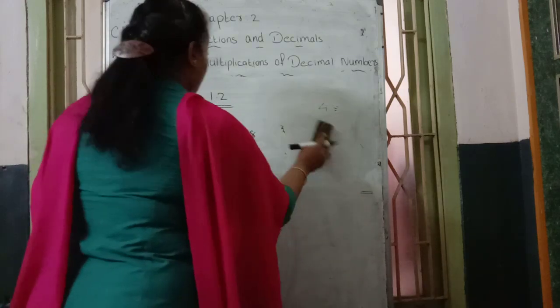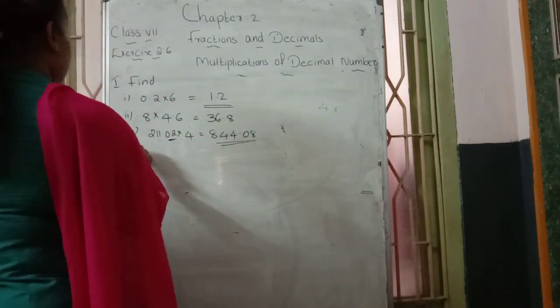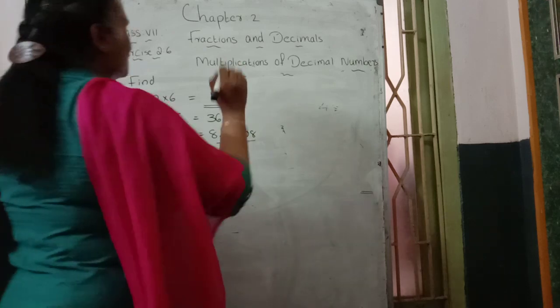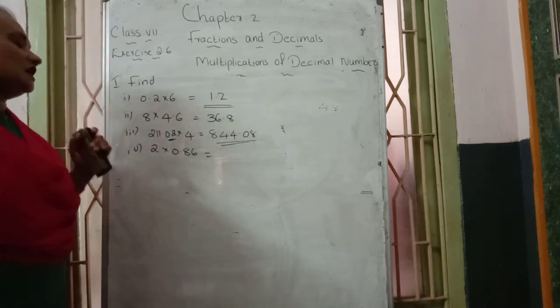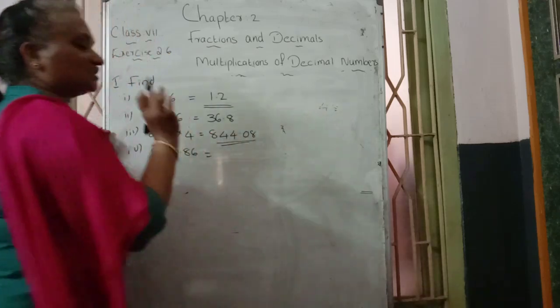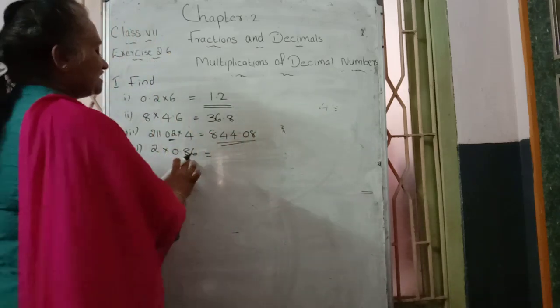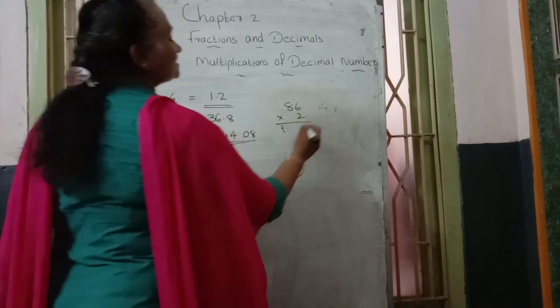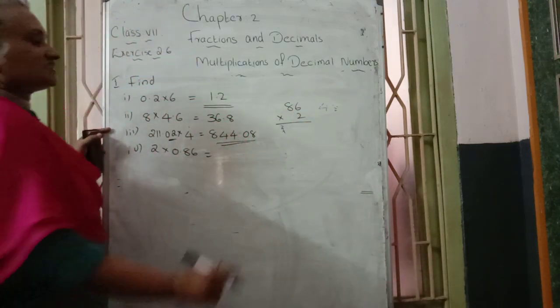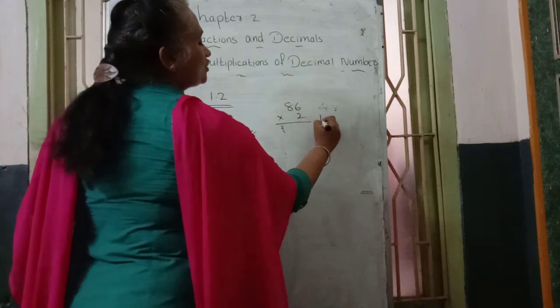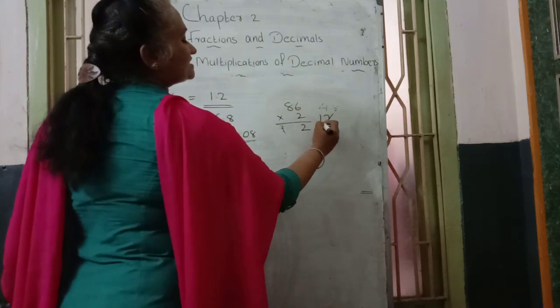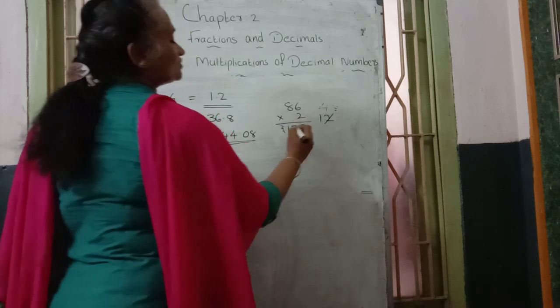Then one more question: 2 into 0.86. We want to multiply this number. How to multiply? Just take only the numbers and multiply. Here 86 and 2: it is easy to multiply a bigger number with a smaller one. 2 into 6 comes to be 12. Write 2 and carry 1. 2 eights are 16. 16 plus 1 comes to be 17.